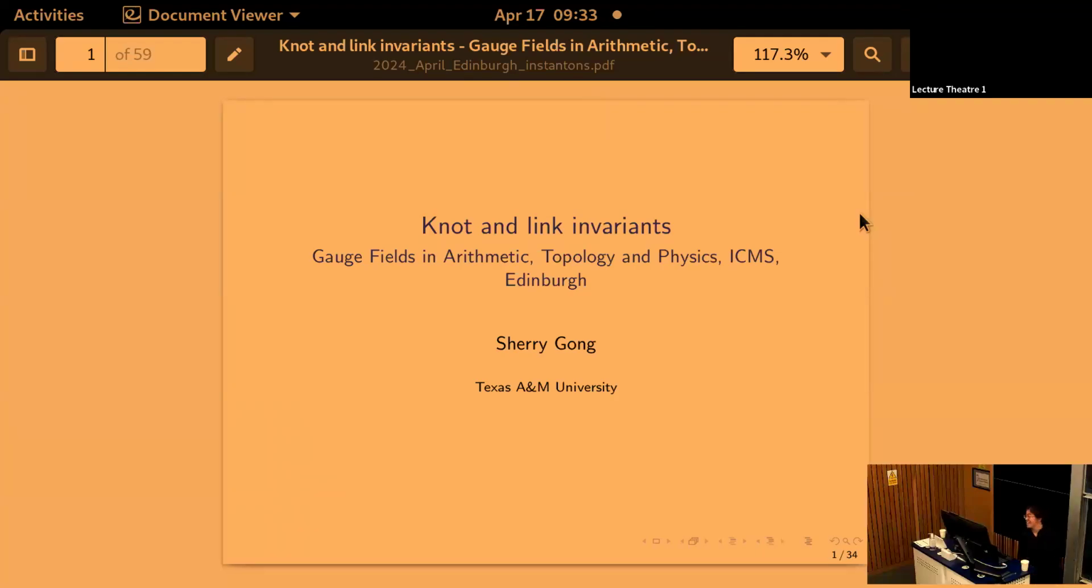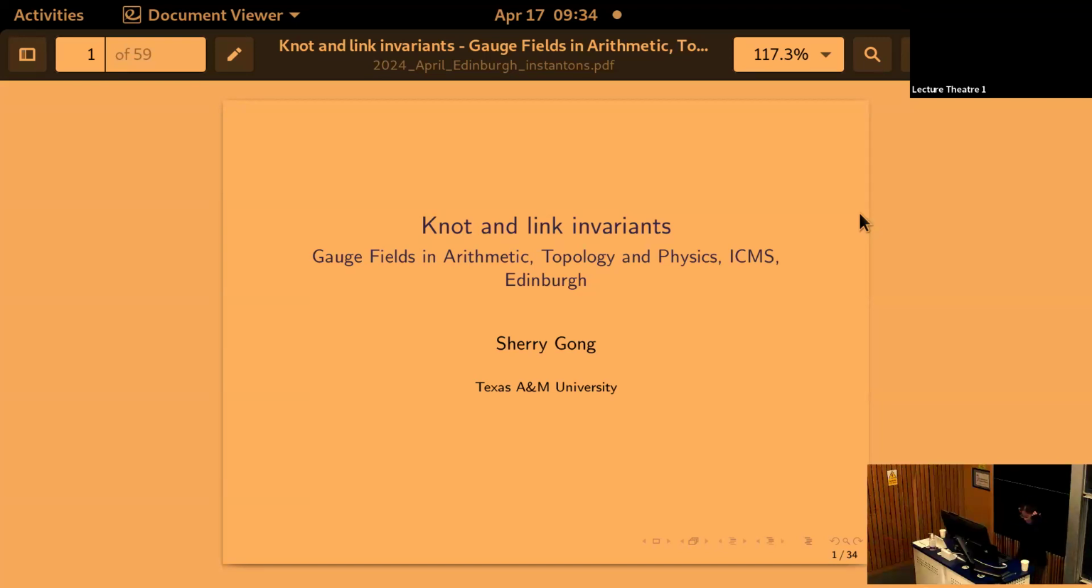It's a pleasure to introduce Gong from Texas A&M University, who will tell us about concordance invariants from instantons. Okay, which is a special case of knot and link invariance. So okay, it's okay then.